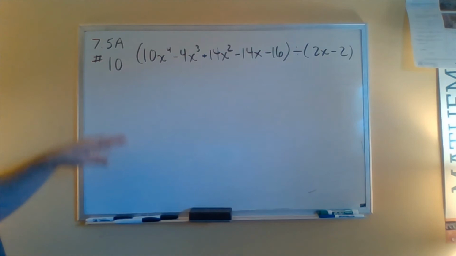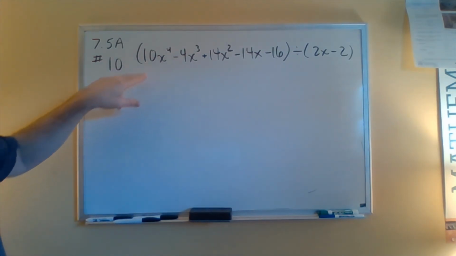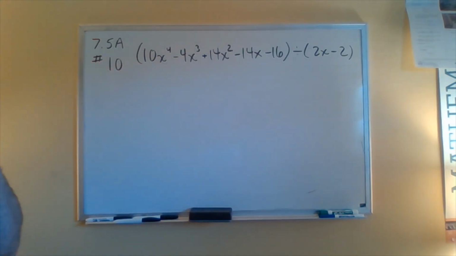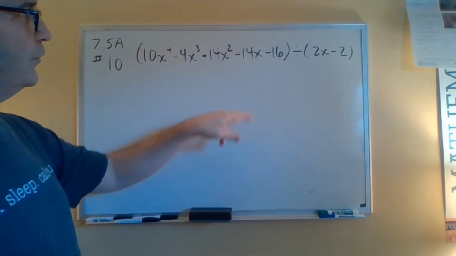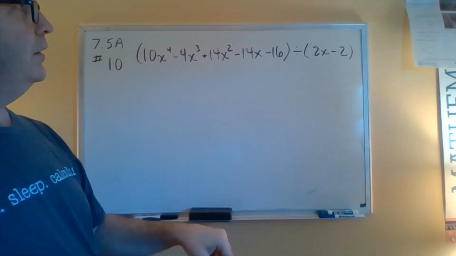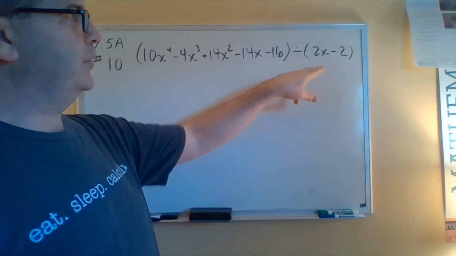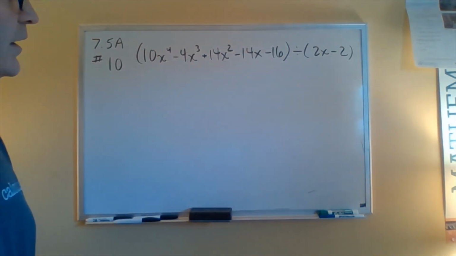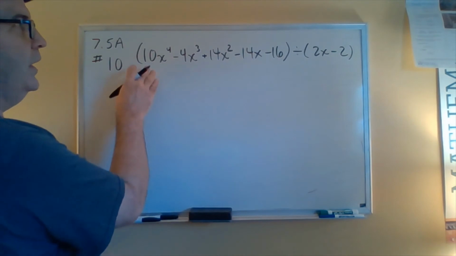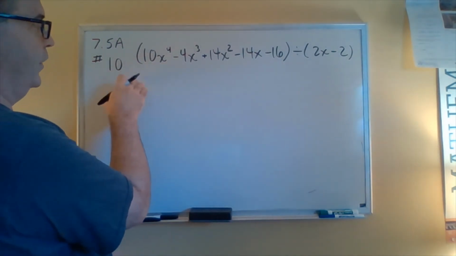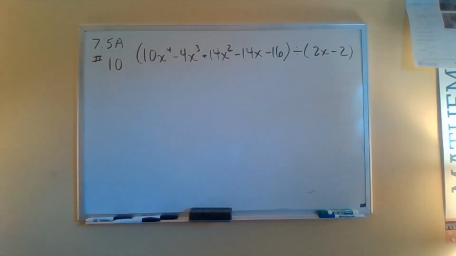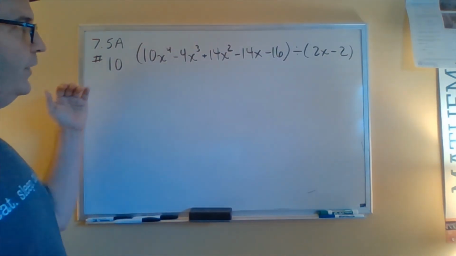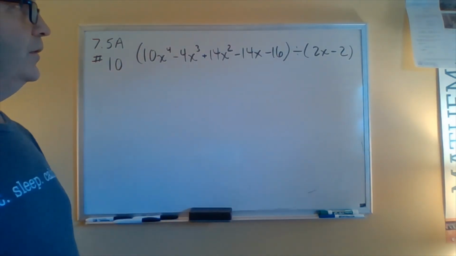Okay, our final question on here, number 10. We're given the polynomial 10 times x to the fourth power minus 4x cubed plus 14x squared minus 14x minus 16. We're asked to divide that by the binomial 2x minus 2 using synthetic division. So again, this is a lot like our last one in number 9. When I see a leading coefficient that's not 1, I'm going to ask myself, is there a common factor that I can reduce this by?